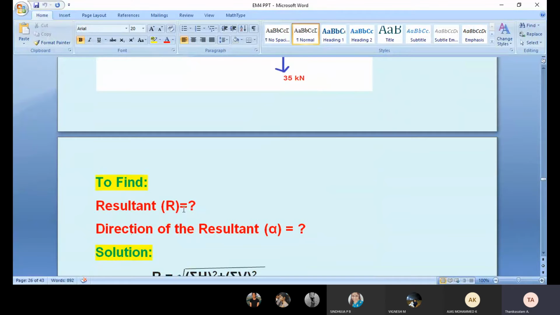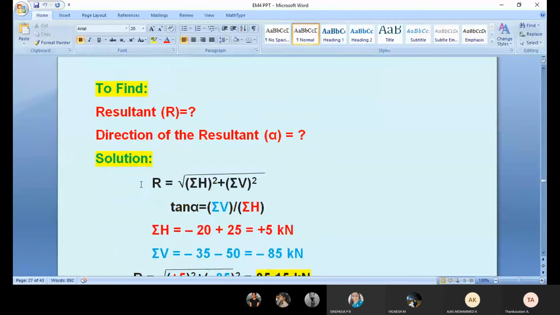So we want the resultant R and the direction alpha. See, always write the symbol for resultant as capital R. So this is the formula we know: R equals square root of summation H squared plus summation V squared. Why am I writing this one? Because more than 2 forces are acting. Okay. See here, summation of H. Summation H means adding all horizontal forces.